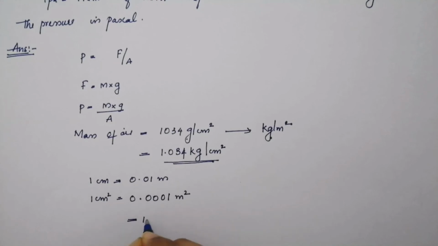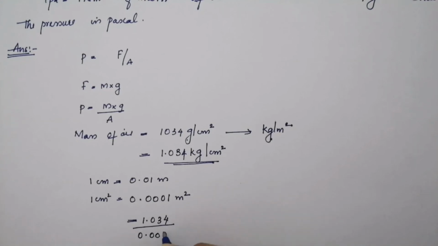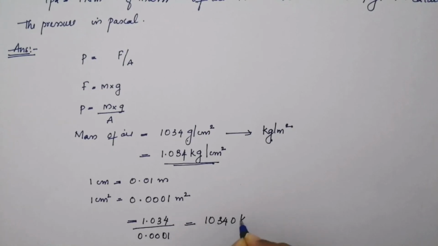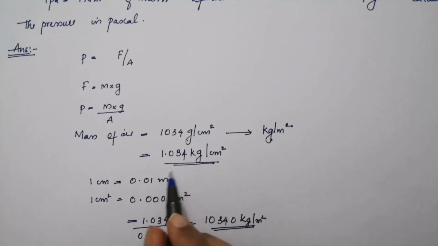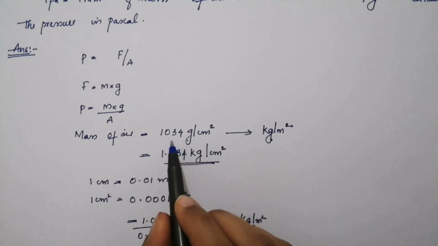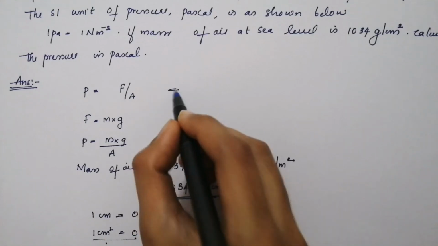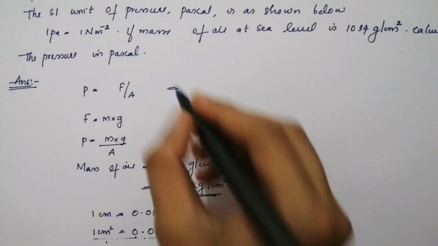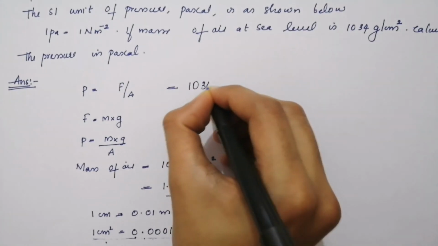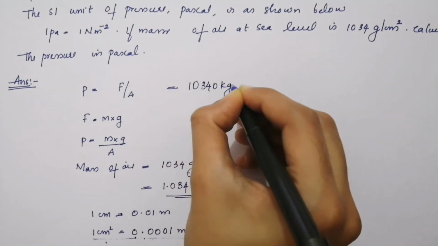Now we have to convert this value into kilogram per meter square. We divide it with 0.0001. That gives us 10340 kilogram per meter square. Hence we converted this mass of air which was given in gram per centimeter square to kilogram per meter square. We know this force by area, it is 10,340 kilogram per meter square.